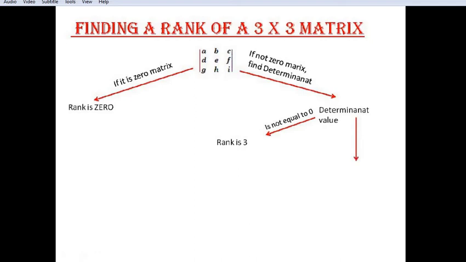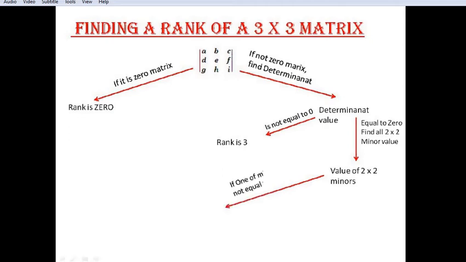If the determinant value is 0, then we have to find all 2 by 2 minors. For a 3 by 3 matrix we have 9 elements, so the 9 elements have the minors. If one of the 2 by 2 minor values is not equal to 0, the rank is 2. If all 2 by 2 minor values are 0, then we put rank as 1.